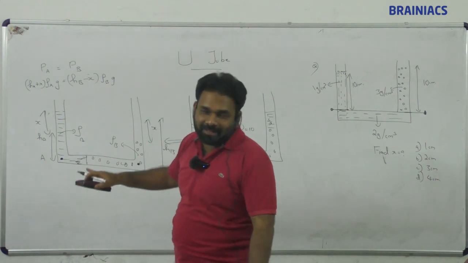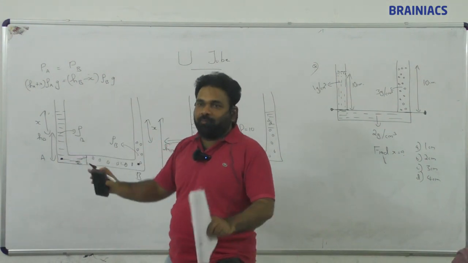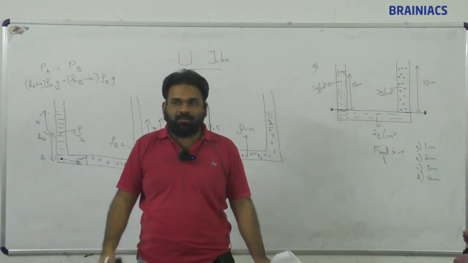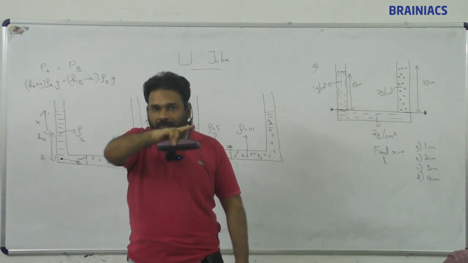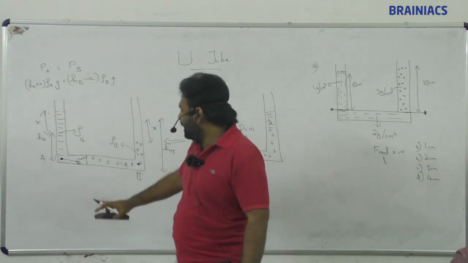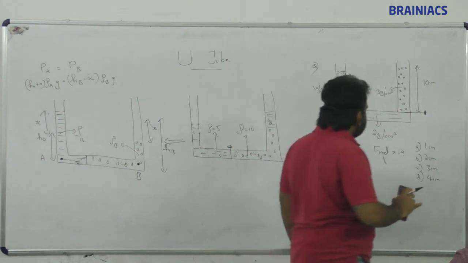Okay, so you can just believe that for a static fluid, a fluid standing still, whether it is beaker water or water bottle water, everything, the pressure at horizontal points will be the same. Clear? Based on that only we are doing all this. Those who got the answer, tell me.